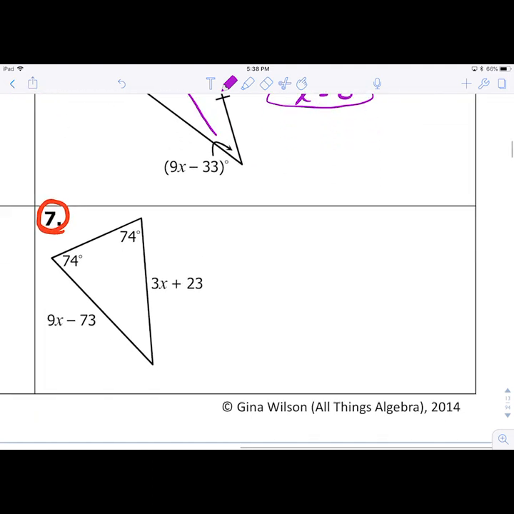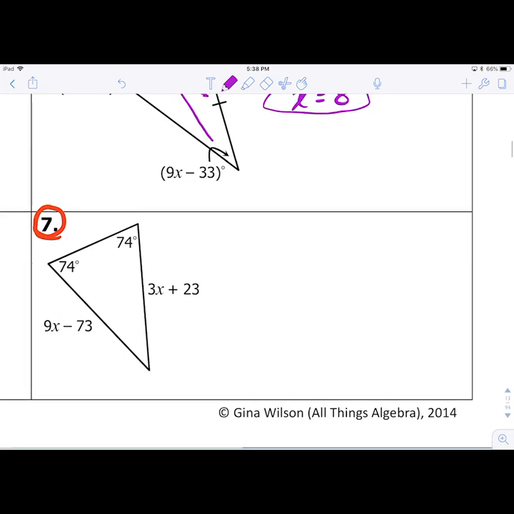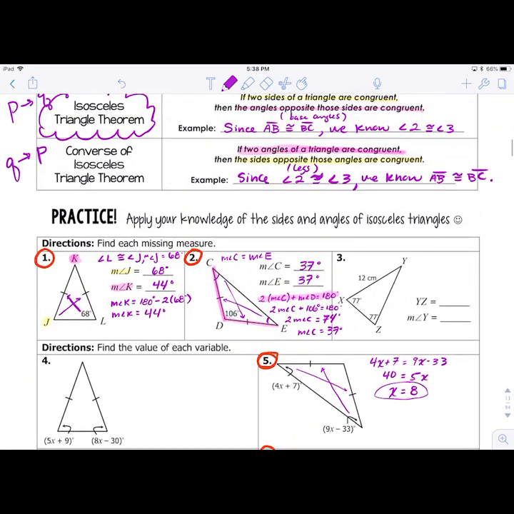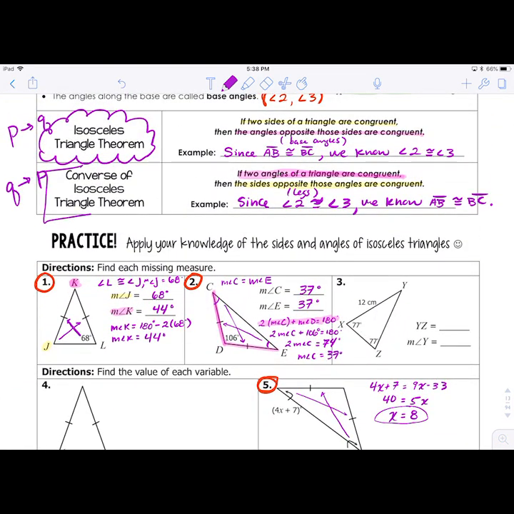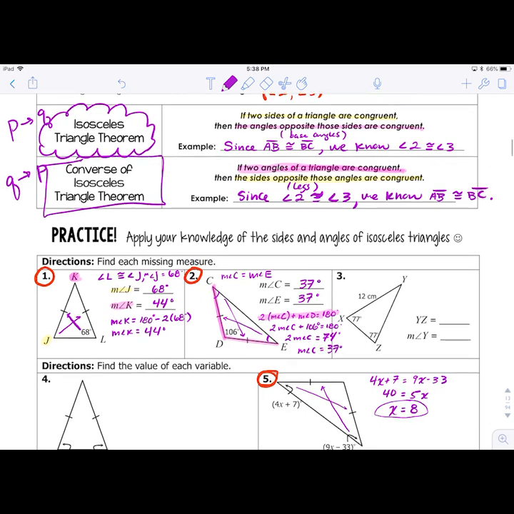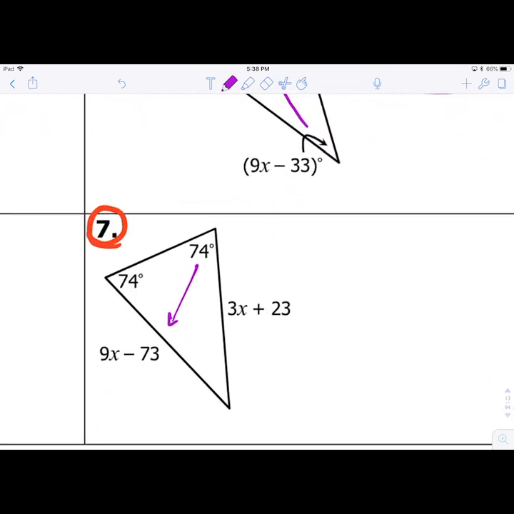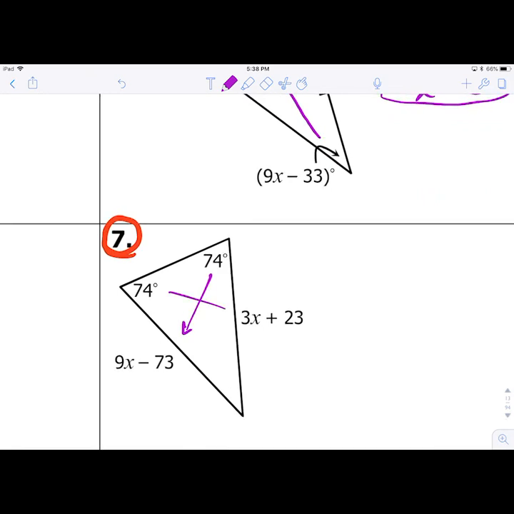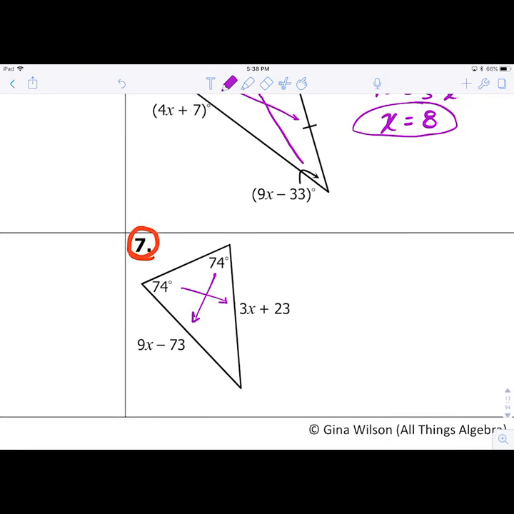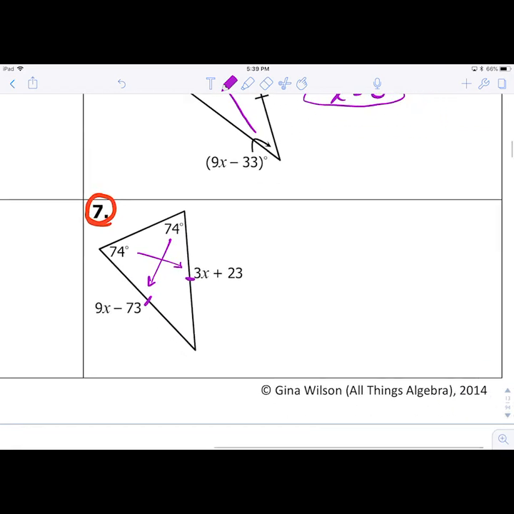Number 7. How can I tell this is an isosceles triangle? Do I have two congruent angles inside of this triangle? I absolutely do. So by the converse, so I'm referring back up to what we previously learned, by the converse of the isosceles triangle theorem, I can set these two things equal to each other, because if the base angles are congruent, then the legs have to be congruent, and we just go from there.